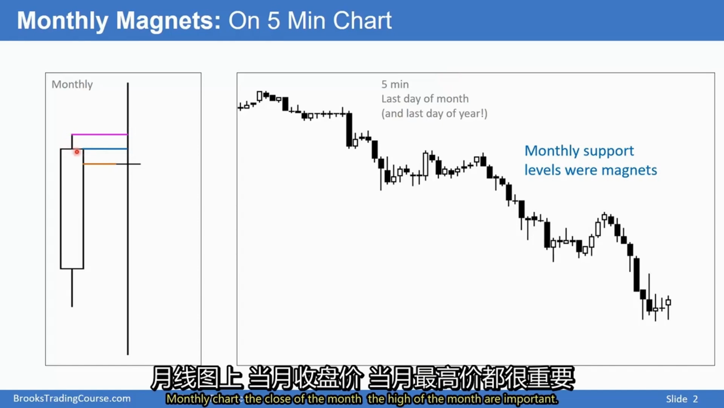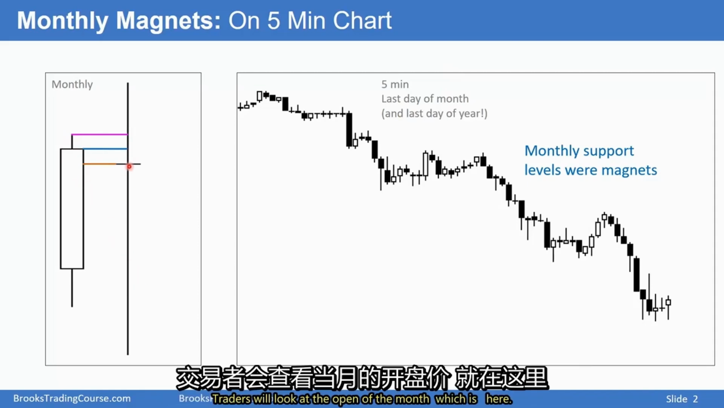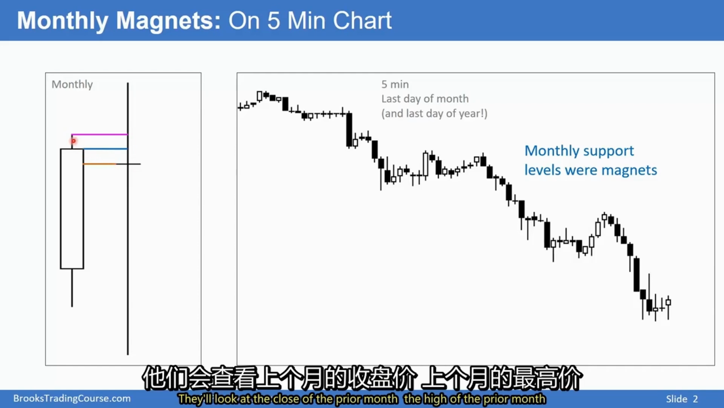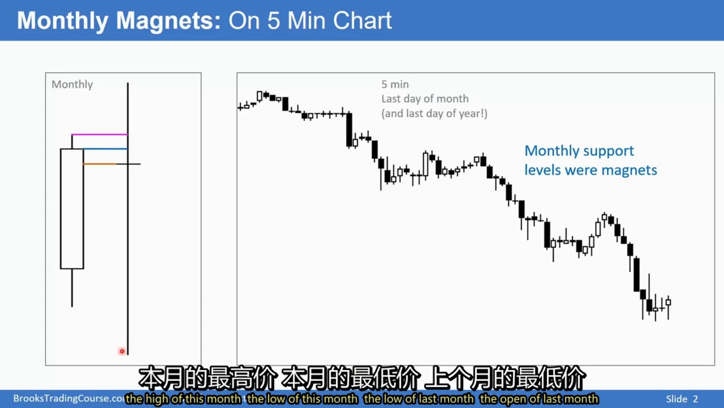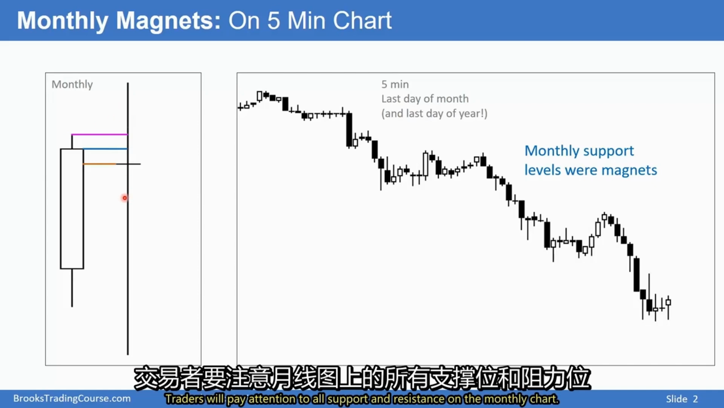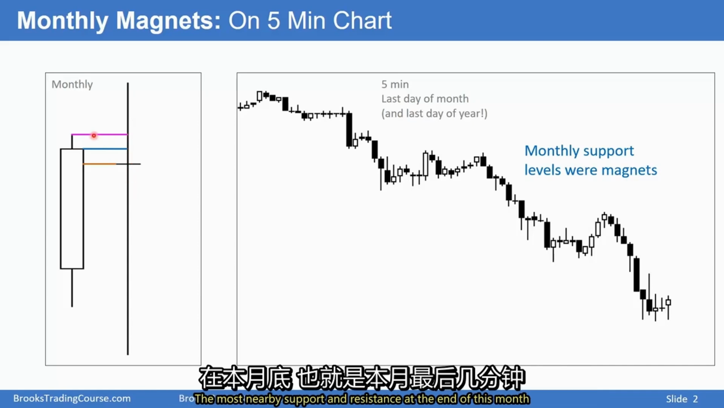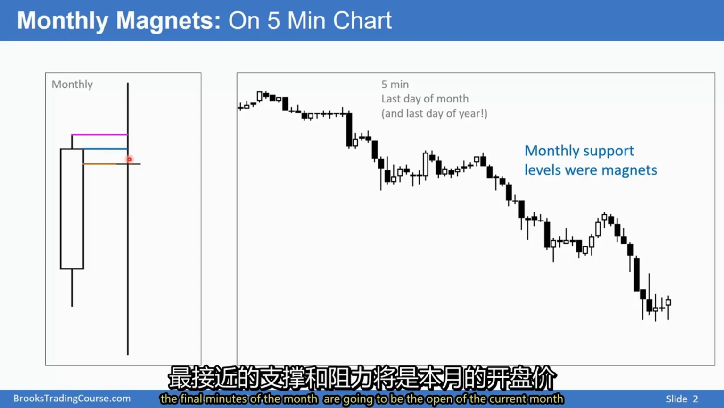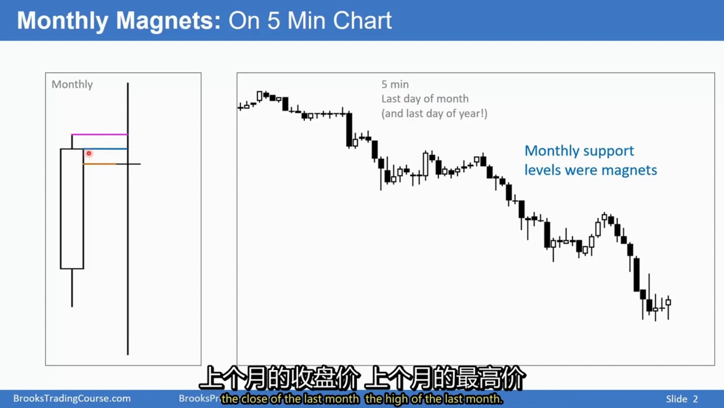On the monthly chart, the close of the month and the high of the month are important. This is the current month. Traders will look at the open of the month, which is right here. They'll look at the close of the prior month, the high of the prior month, the high of this month, the low of this month, the low of last month, the open of last month. And in the final minutes of the month, traders will pay attention to all support and resistance on the monthly chart. The most nearby support and resistance at the end of this month are going to be the open of the current month, the close of the last month, the high of the last month.